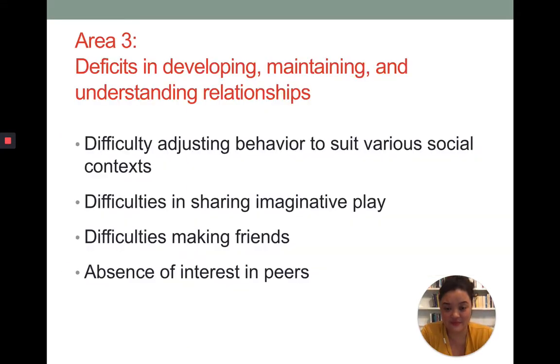Right? All right. So the next area under social communication deficits that are characteristic of individuals with autism is being able to develop, maintain, and understand relationships. Right. So this is very much more social in nature, but again, kids who have difficulties with communication, those communication difficulties may impact their ability to develop relationships.